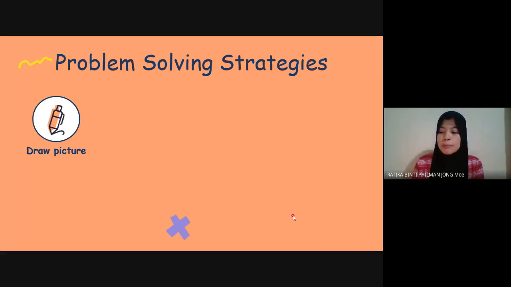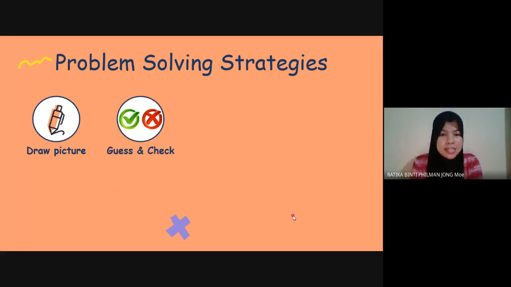Boleh tak awak lukis sampai 10,000 ayam, 10,000 ikan, 10,000 pencil? Okay, so kalau nak pilih problem solving strategies yang sesuai, awak kena fikir betul-betul based on your problem. Betul tak? Sesuai tak kalau nak draw picture kalau soalan dia sampai 10,000? Okay, tak sesuai kan? Itu akan mengambil masa nanti.